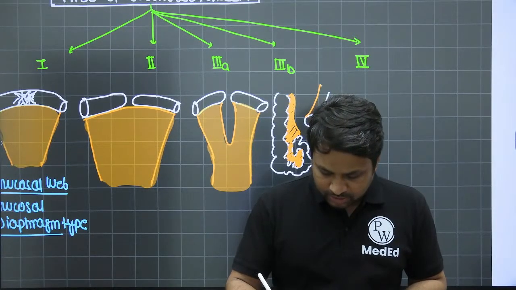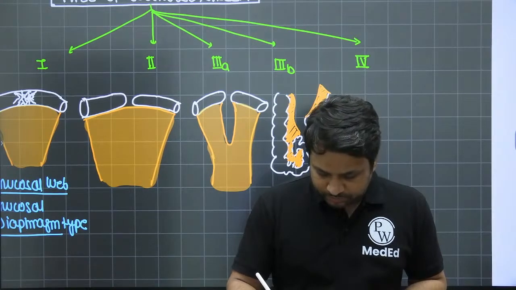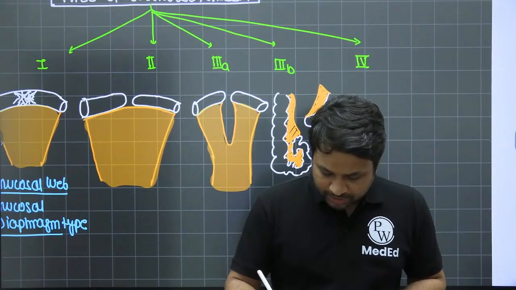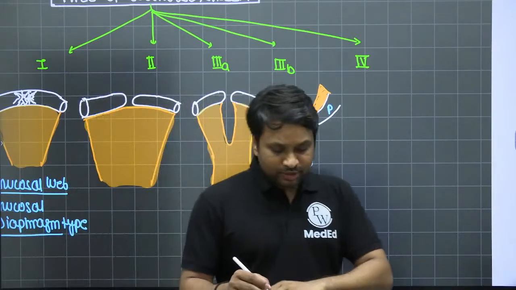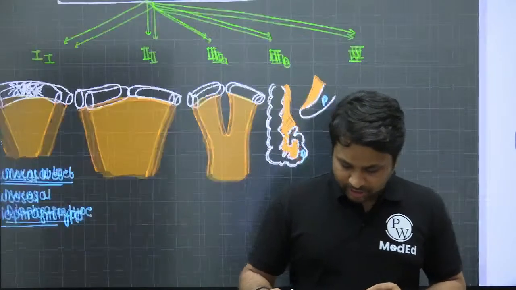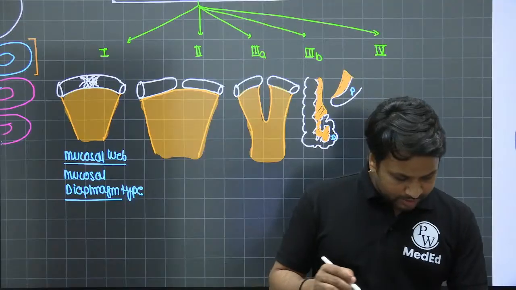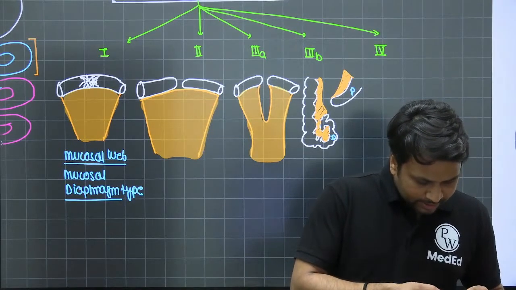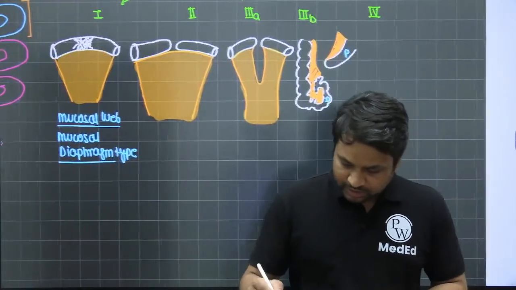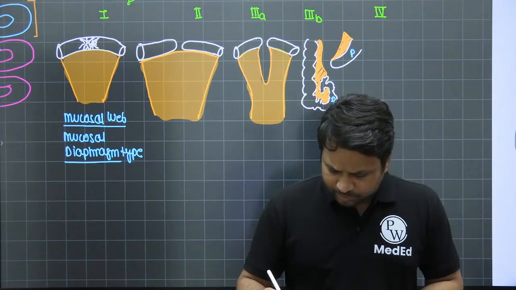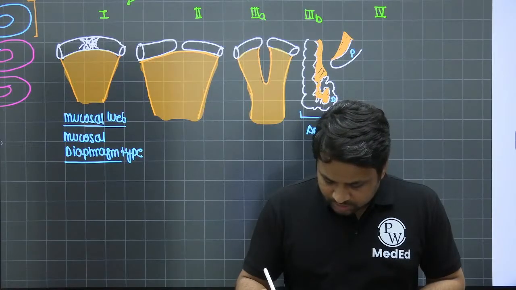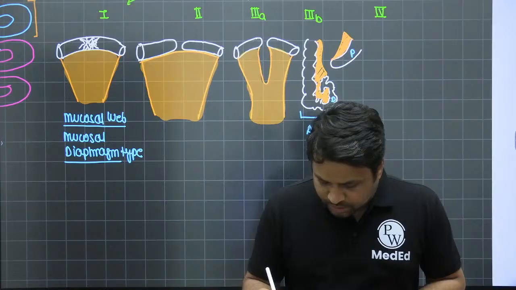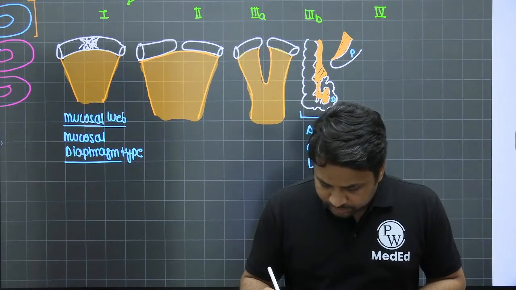This is the proximal end and this is the distal end. Now both the proximal and distal ends have complete separation. So this is what we call the Christmas tree variety, right? The 3B variety is what we call the Christmas tree deformity. There are two different names. Either you can call it an apple peel or a Christmas tree deformity.